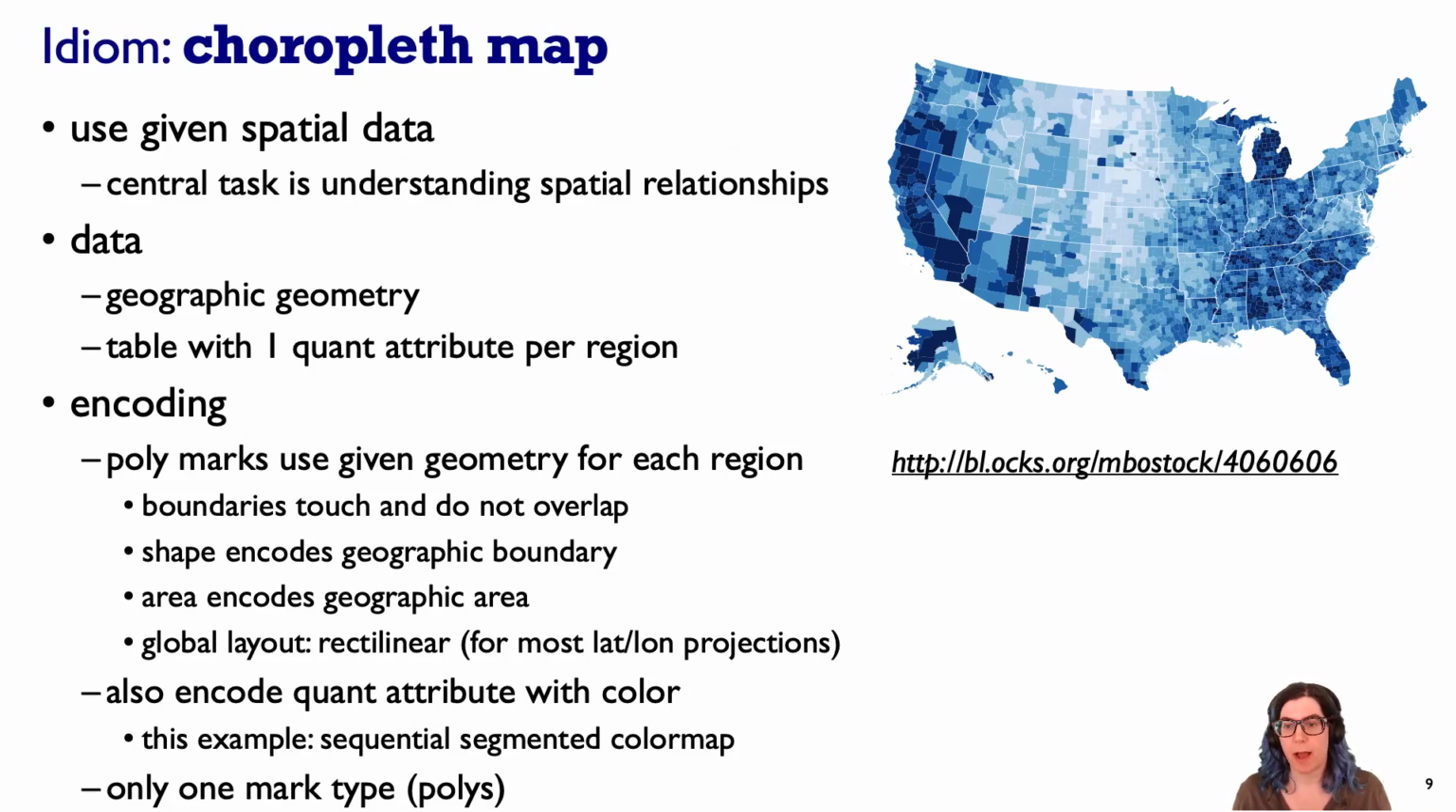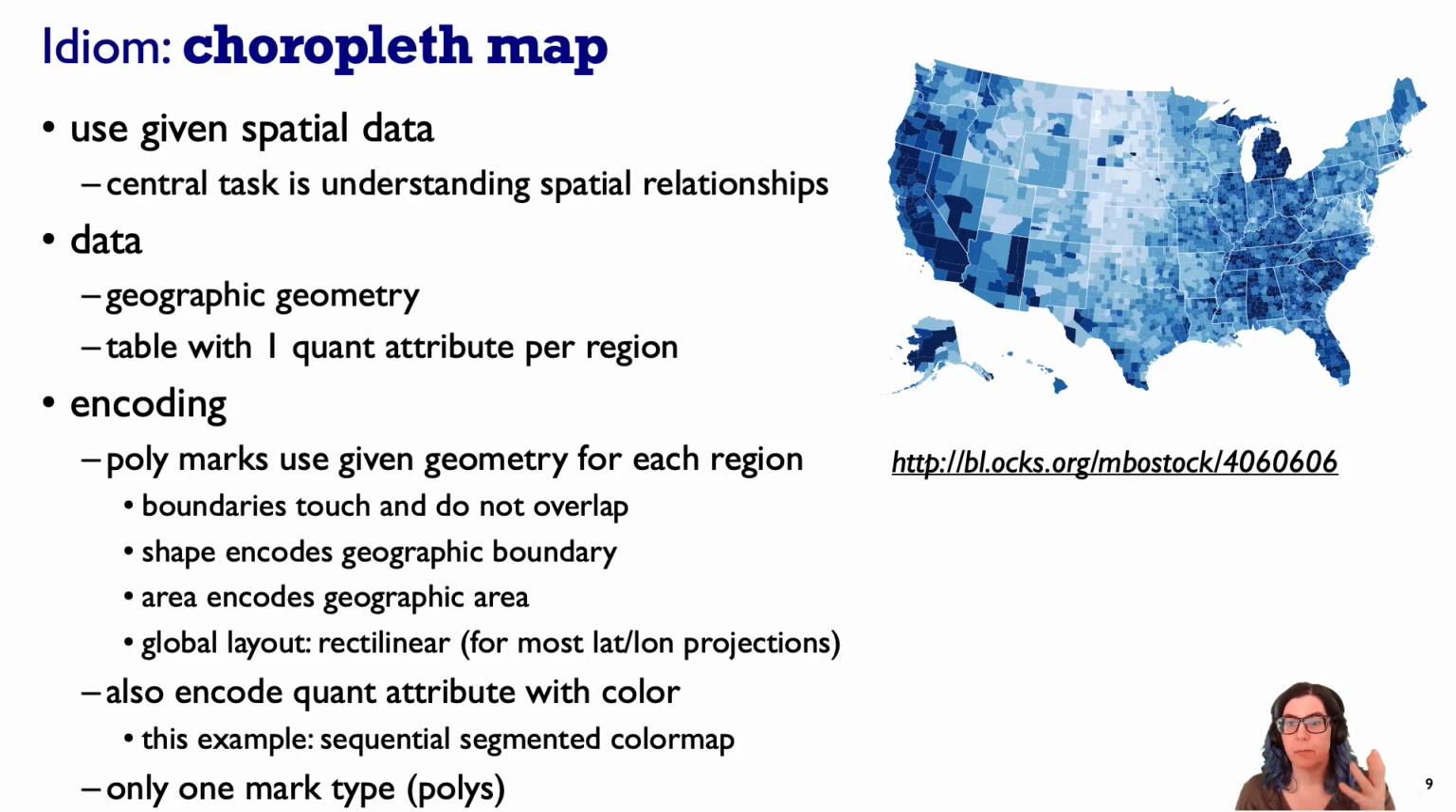From the data, we do have this geometric data that we're given, which are the boundaries of these polygons. And we then also have a table where for every one of these regions, we look up a single quantitative attribute. Now, what's going on here? Well, just like we talked about in that previous slide, we do have these polygon marks. And so they're touching, they're not overlapping the boundaries of these. The shape is the geographic boundary, the area encodes the geographic area. Typically, we could even think of the shape as being primary, and then what falls out of that is the geographic area. Those two things in this case, of course, are correlated.